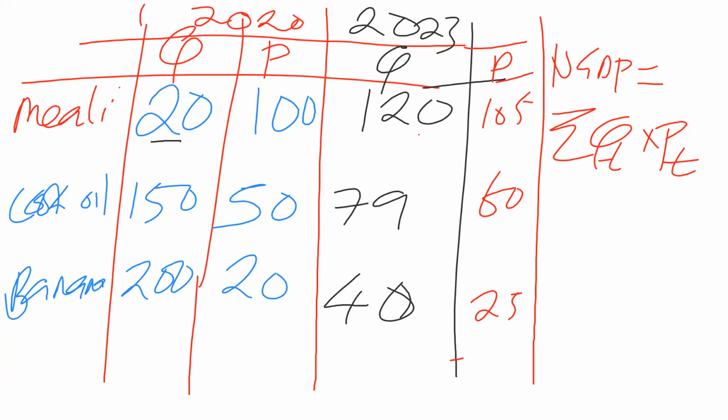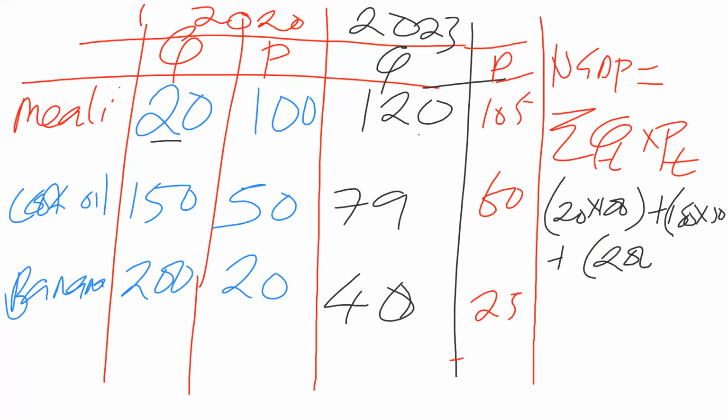Okay. So let's do it for 2020. For 2020, it means that you get quantities of 2020 times the prices of 2020. So you say 20 times 100 plus 150 times 50, plus 200 times 20. This gives us the nominal GDP of 2020. What's the nominal GDP for 2020, which is the base year?